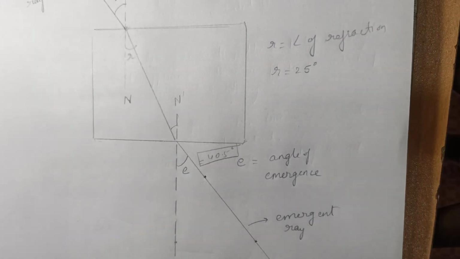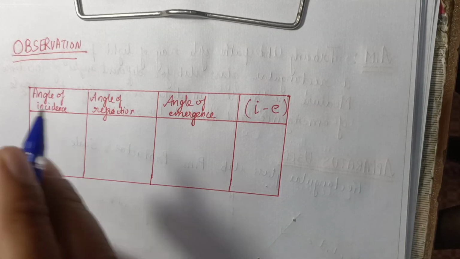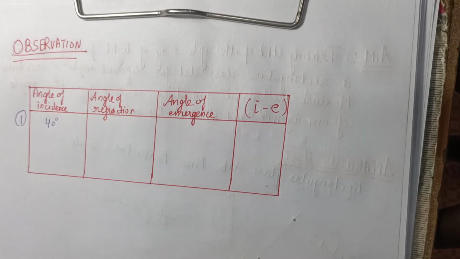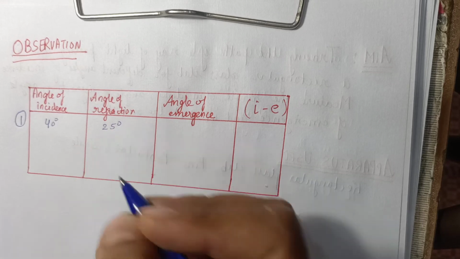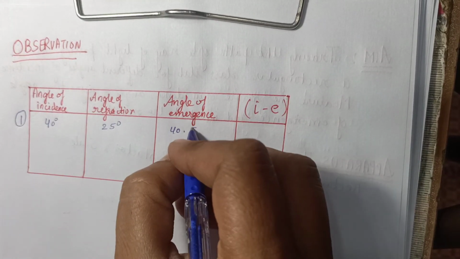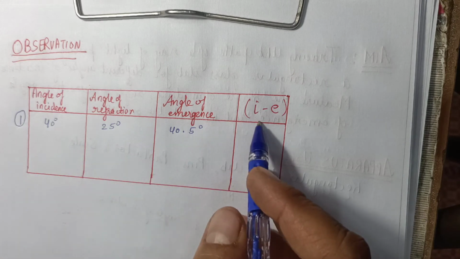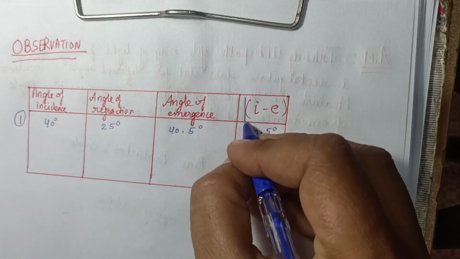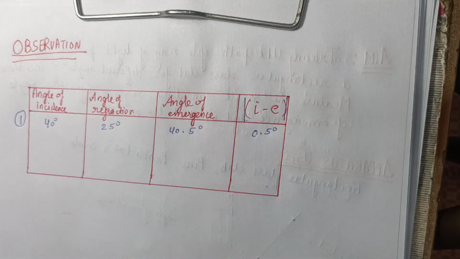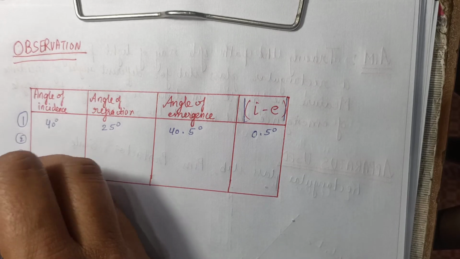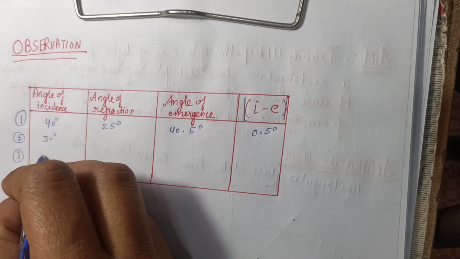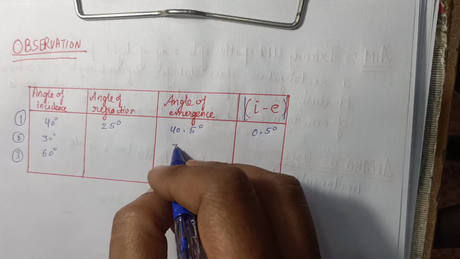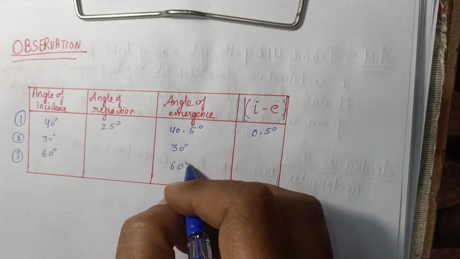Now what we have to do is prepare a table. Now we have prepared an observation table. Serial number 1, angle of incidence was 40 degree, angle of refraction was 25 degree, and the angle of emergence is 40.5 degree. So we can see that the mod of I minus E is 0.5 degree. You can easily calculate by varying these angles as 30 degree and 60 degree. So you can clearly observe that the angle of emergence will be nearly 30 degree and 60 degree.